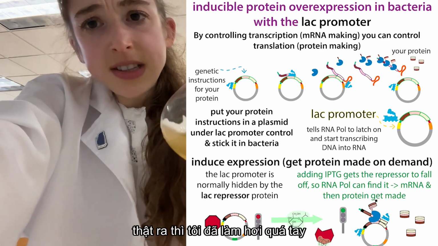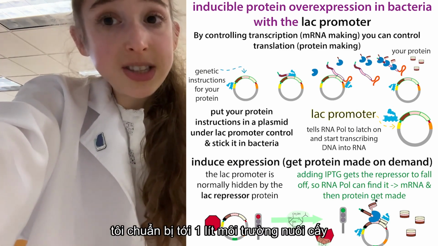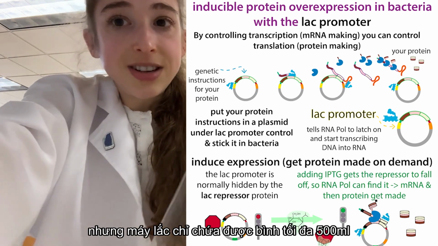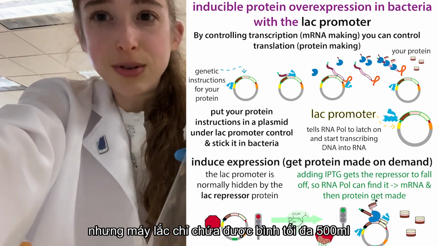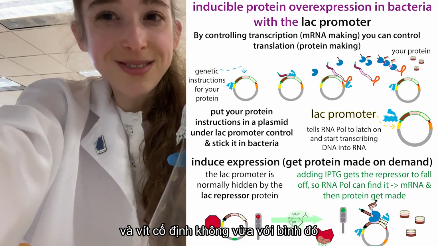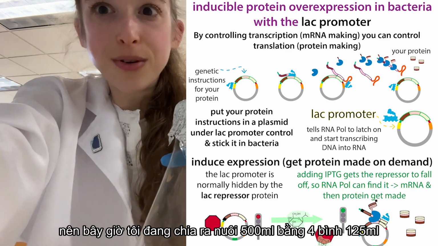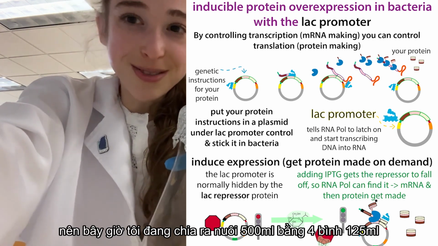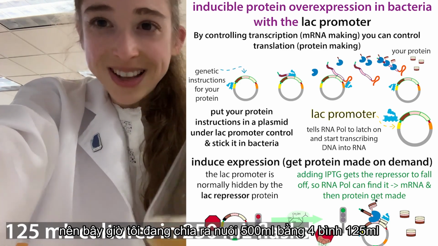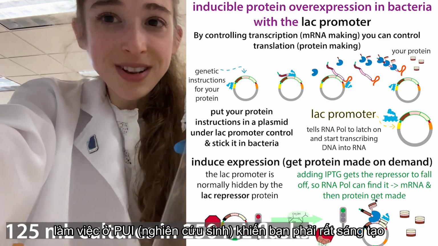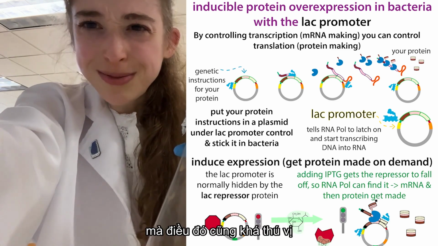In fact, with these bacteria I was way too ambitious, and I made a liter of media, but then the shaker would only hold up to a 500 ml flask, and the screws didn't work for that. So now I'm doing 500 mL in 4 125 mL flasks. So yeah, you get to be really creative when you're working at a PUI, which is actually pretty fun.